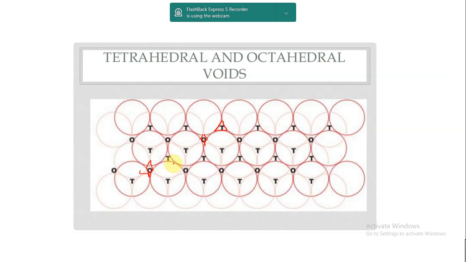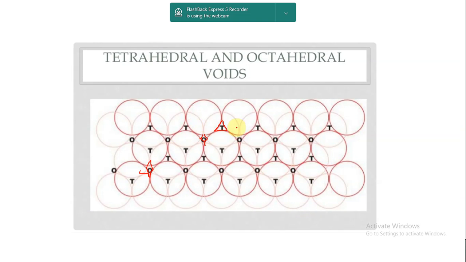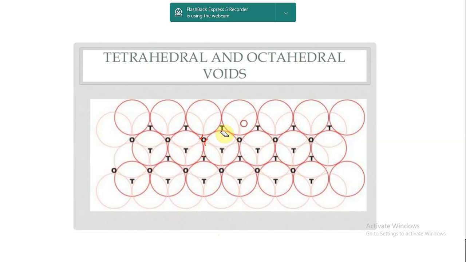If you want, you can count the numbers to see whether the formula is right or wrong, but you just need to remember that if the number of spheres is n, then octahedral voids are n and tetrahedral voids are 2n. You can see here the number of T's is more than the number of O's, because T's are in between also. So T's are just twice as many as O's. If you just want to count, we can also count here, but it will just lengthen the video, so let us not do that.